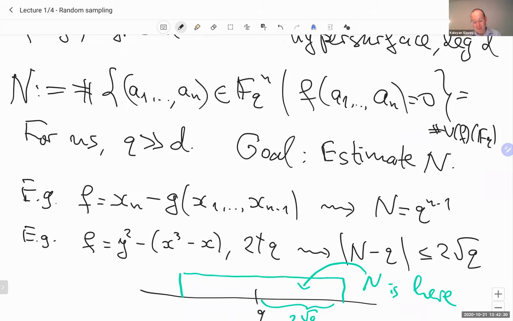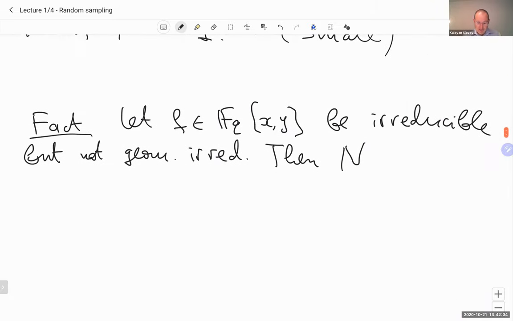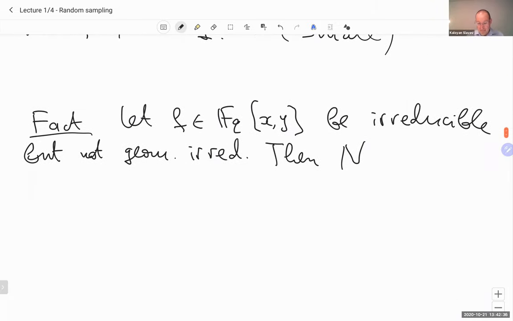I cannot copy it. It's only on that screen in the tablet. So the number of solutions of f equals zero is very, very small. It's less than or equal to d squared over 4. Remember, d is the degree of the polynomial. It's bounded by the degree. Doesn't matter how large the field is.